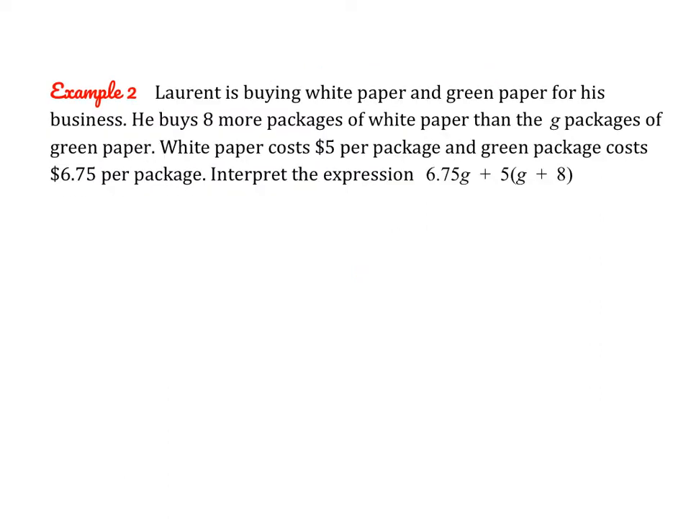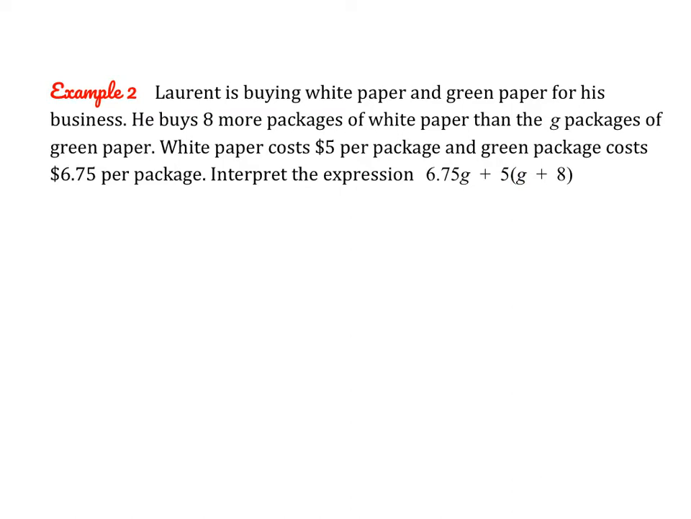Okay, let's try one more together. Laurent is buying white paper and green paper for his business. He buys 8 more packages of white paper than the G packages of green paper. White paper costs $5 per package, and green paper costs $6.75 per package. Interpret the expression 6.75G + 5(G + 8).